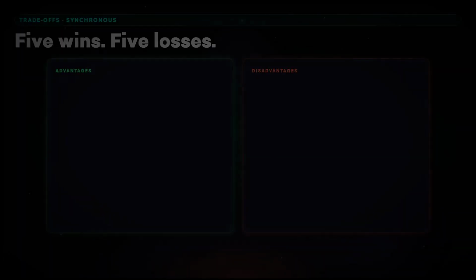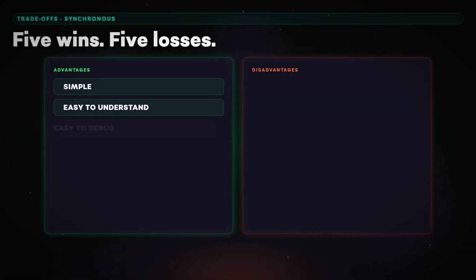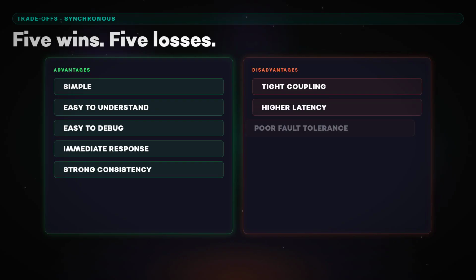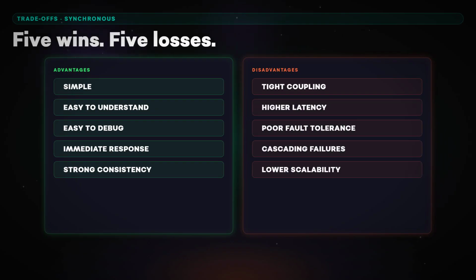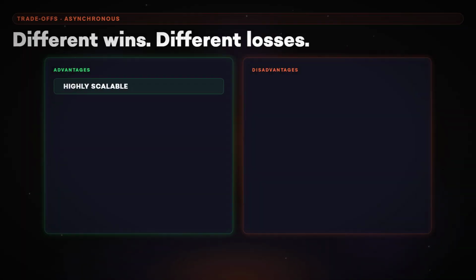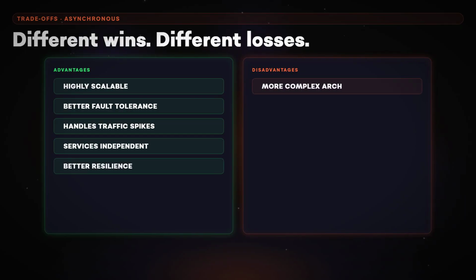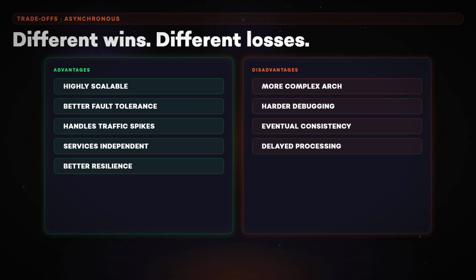Now let's try to understand some of the trade-offs of each type of communication. The advantages of synchronous communication are it's simple, easy to understand, easy to debug, immediate response, strong consistency. But the disadvantages are tight coupling, higher latency, poor fault tolerance, cascading failures, and lower scalability. For asynchronous communication, the advantages are it's highly scalable, better fault tolerance, handles traffic spikes, services remain independent, better resilience, and disadvantages are more complex architecture, harder debugging, eventual consistency, delayed processing, requires queues and messaging infrastructure.